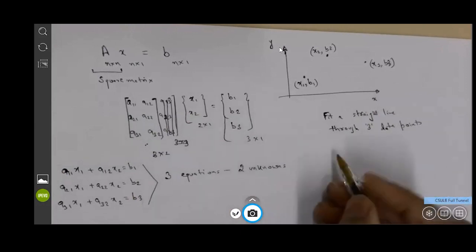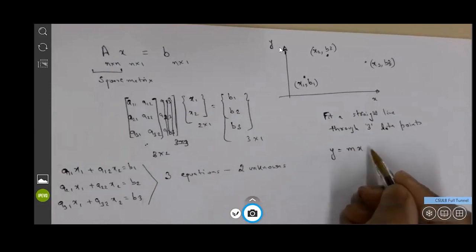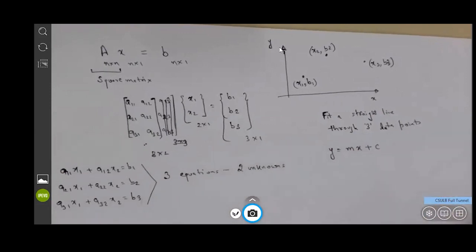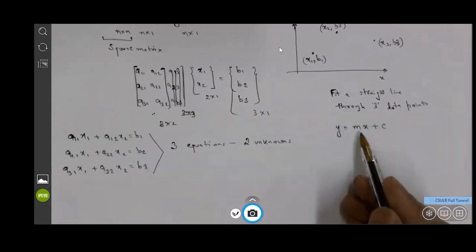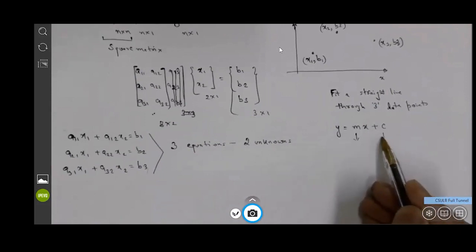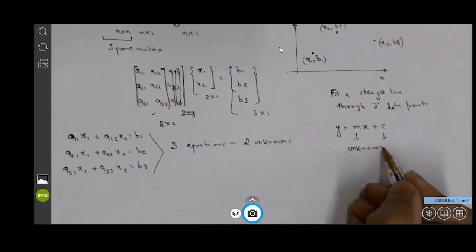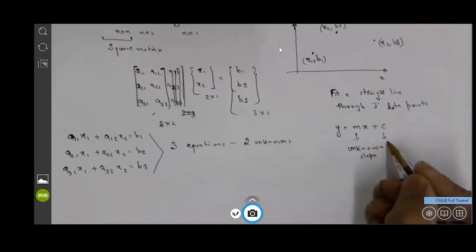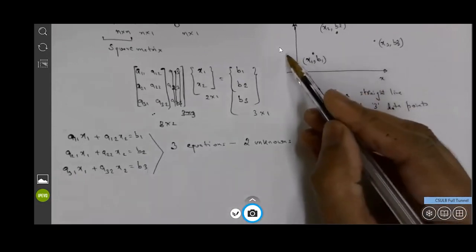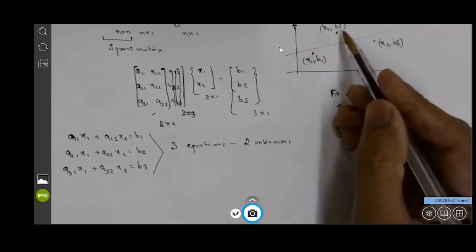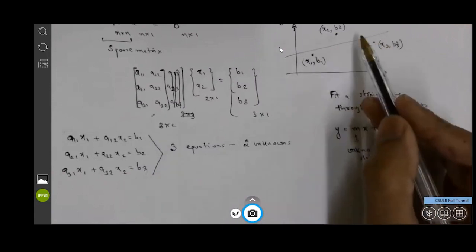The equation of a straight line is y equals m times x plus c. Everybody agrees with me? Where m and c are your unknowns, the unknown slope and unknown intercept. I want to pass a line such that it fits the data points. Fitting the data points means it is equidistant from all the data points, so somehow the line should fit that.